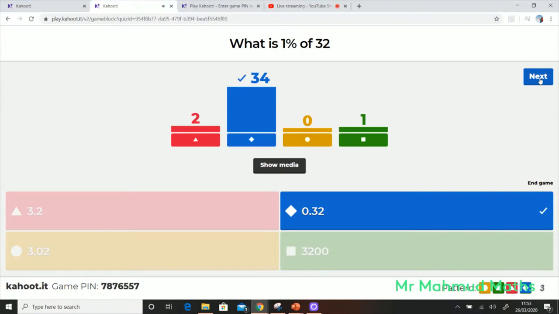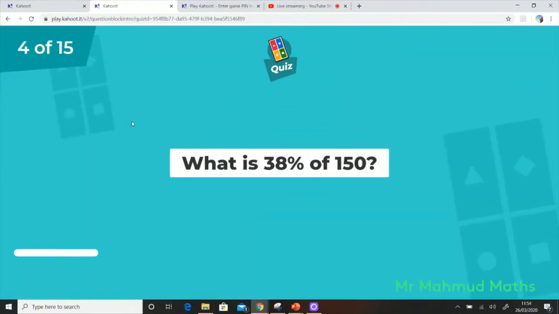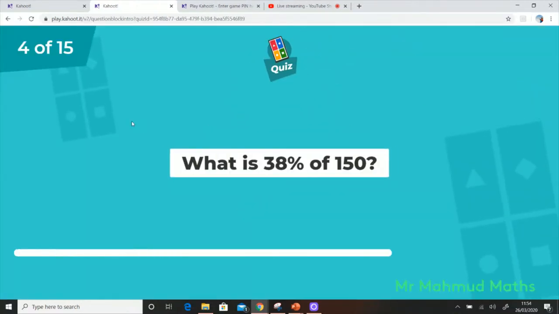If you're still trying to get in, there's a game pin at the bottom left, and the pattern is changing every 7 seconds. You can still join, guys. Not too late. The questions will get more and more difficult. Okay, next. Bin Weevils at the top. 38% of 150.